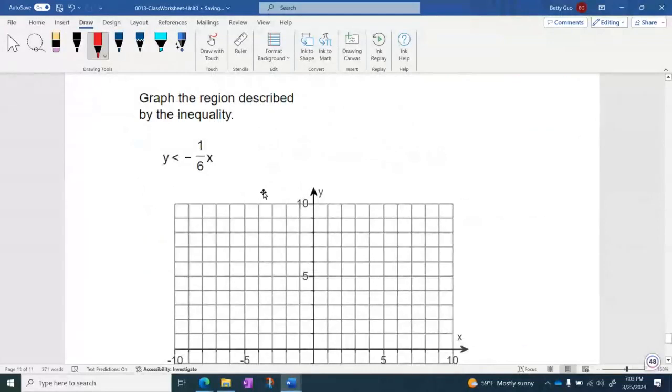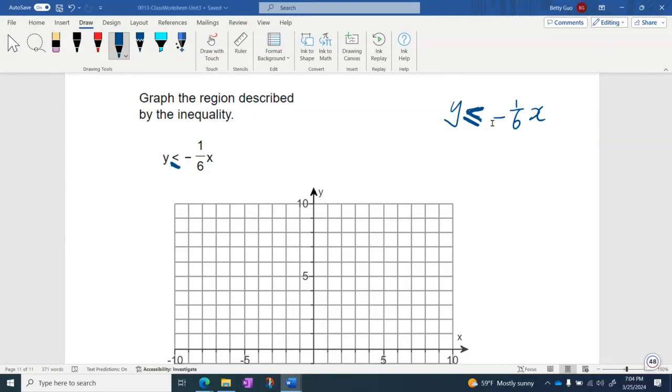Perfect. Then we practice one more question about this problem, okay? In this question, the given inequality is y is less than -1/6 times x. You know what? I'm going to change it to less than or equal to -1/6x. What's the first step? What do we do first? How do we get it started?